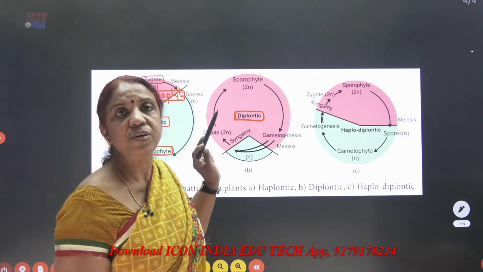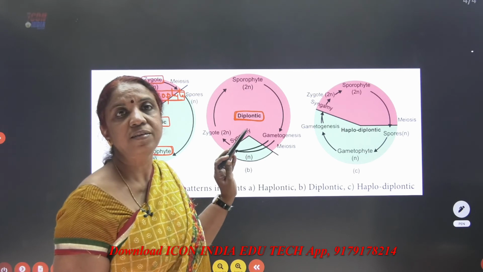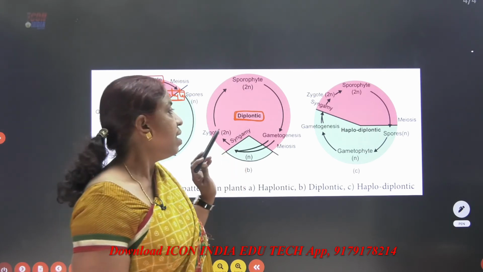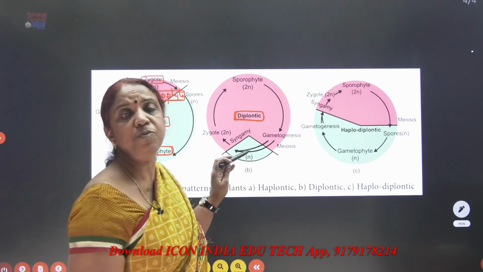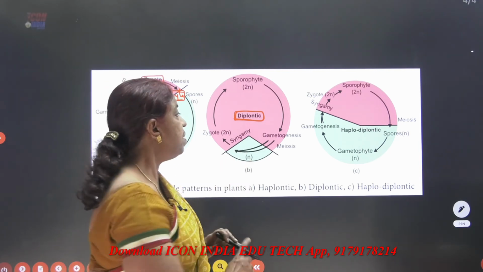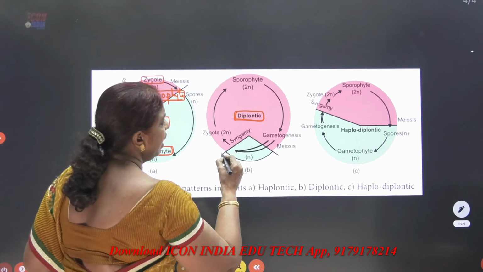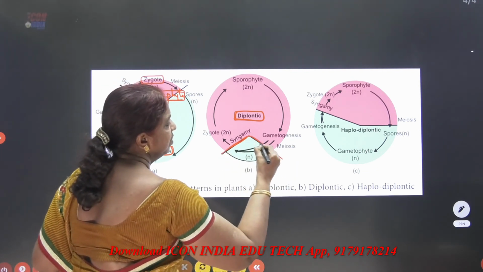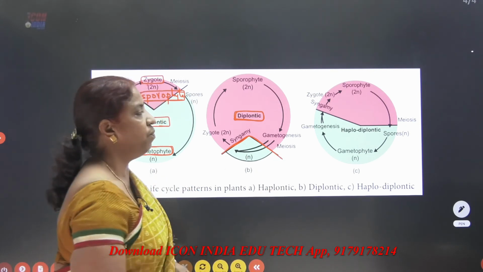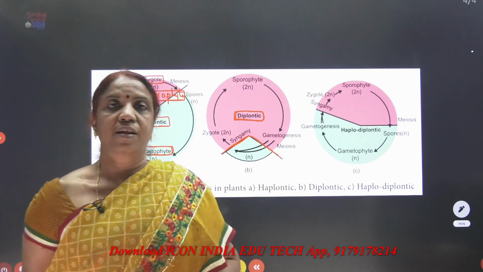It is diplontic because the sporophytic stage is dominant. And see that the gametophyte here is the gamete-producing stage. It is a limited one only, of one to few cells, in the case of a diplontic life cycle.